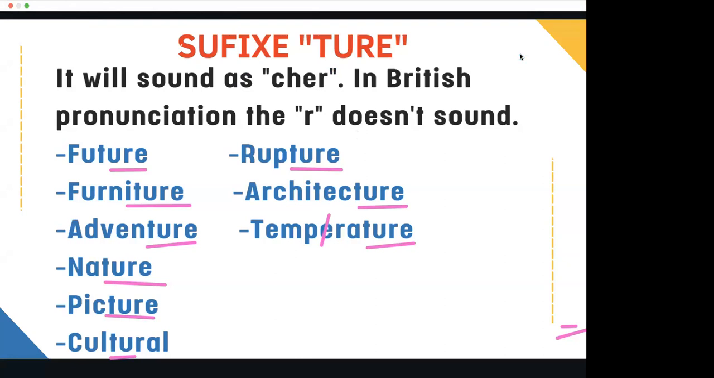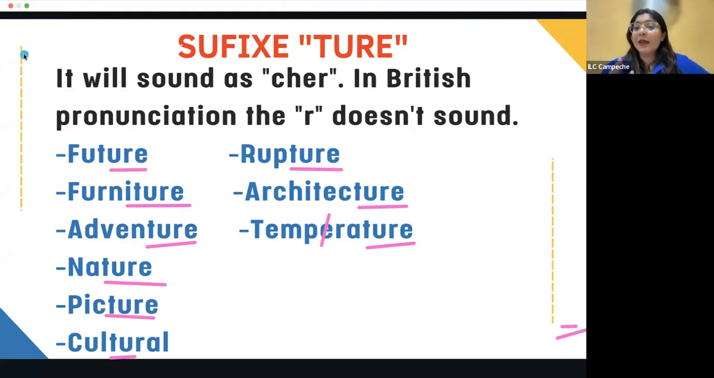Future, furniture, adventure, nature, picture, cultural, rupture, architecture, and temperature.